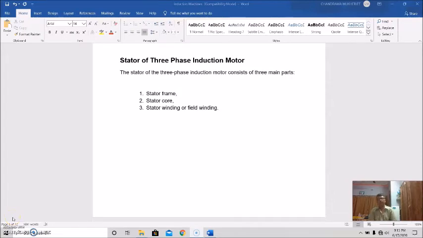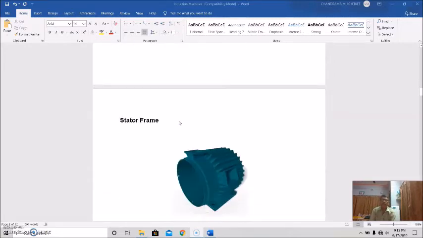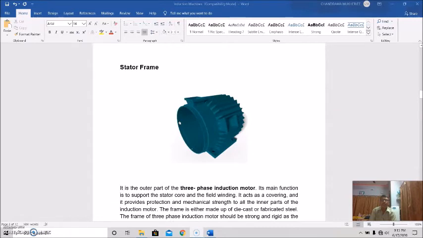Now we'll discuss the stator of the three-phase induction motor. The stator consists of three main parts: stator frame, stator core, and stator winding, which is used for producing the magnetic field, and that's why it is sometimes called field winding. So the main parts are stator frame, stator core, and stator winding. One after another, we'll discuss.